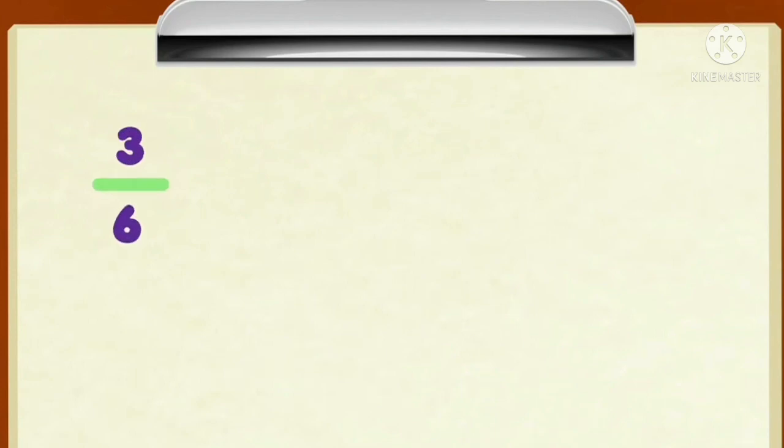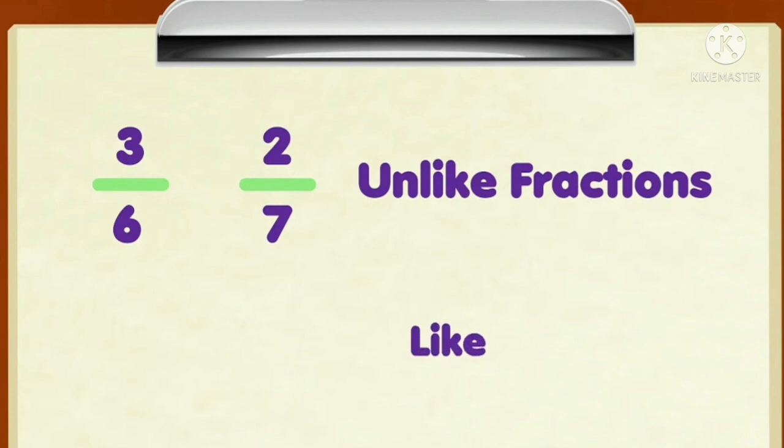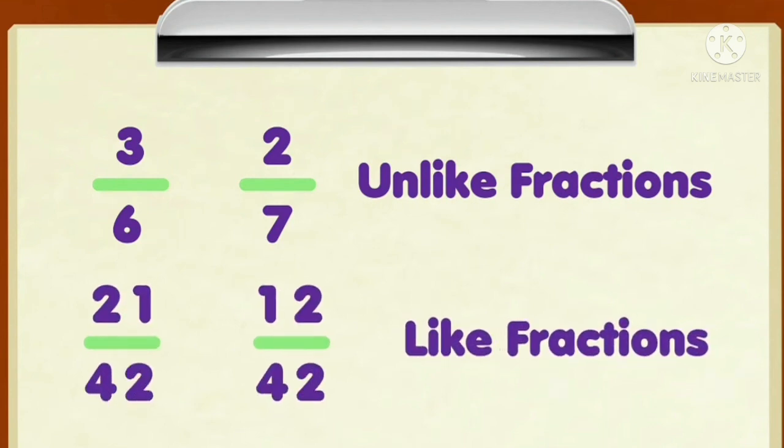3 upon 6 or 2 upon 7 were unlike fractions which were converted to like fractions. And now, since the denominators are equal, we compare the numerators. 21 is greater than 12. So, 3 upon 6 is greater than 2 upon 7.